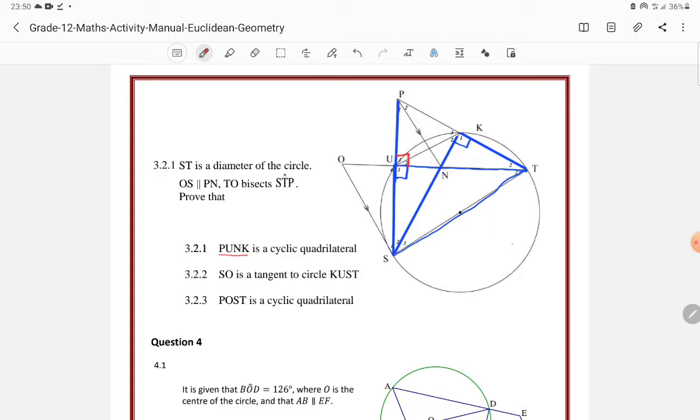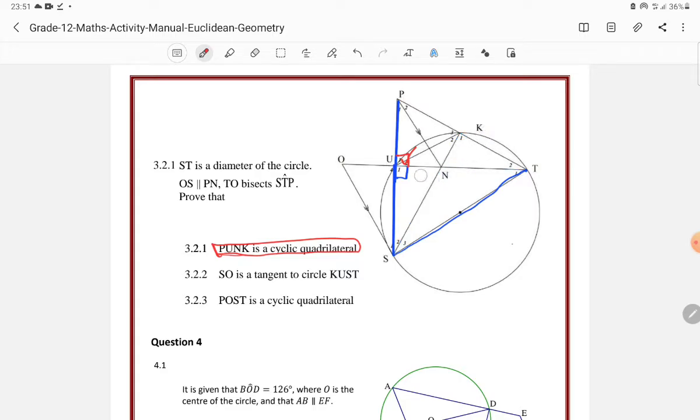And of course, if this angle is equal to that angle, and this is the exterior angle of a quadrilateral, and it is equal to the opposite interior angle of the quadrilateral, then because the exterior angle is equal to the opposite interior angle, PUNK is a cyclic quadrilateral. Done with this proof, which is number one. Let's come to number two.